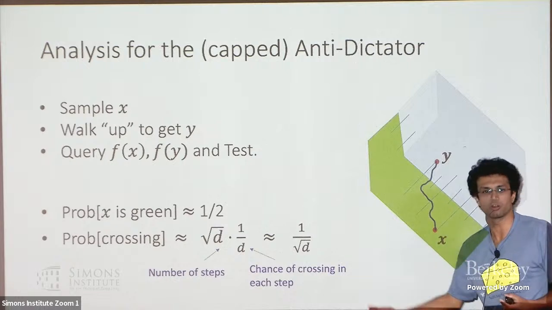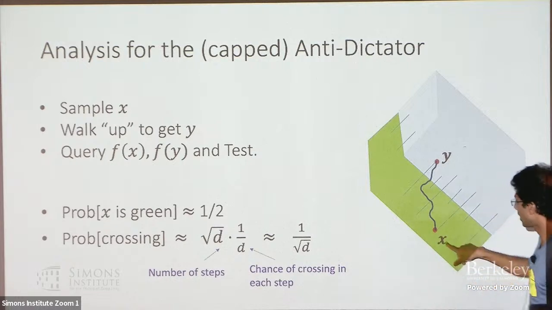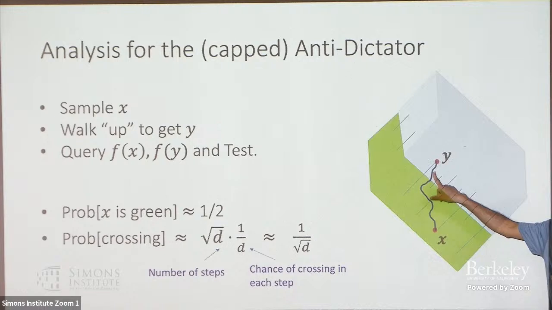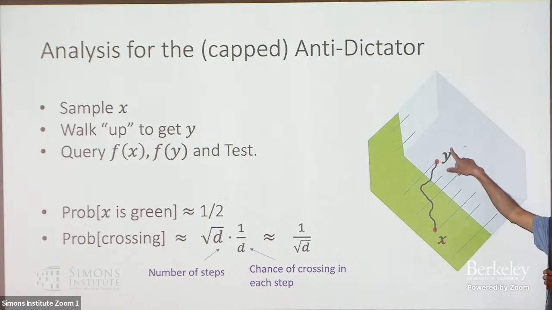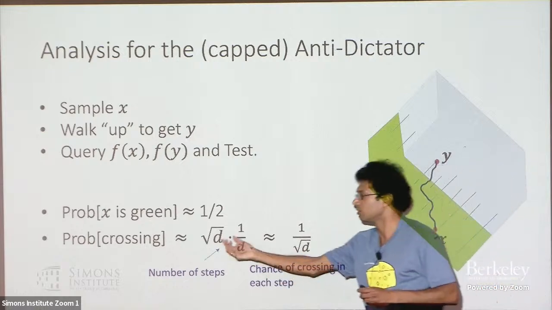So it's about 1 over root t. You start at x. Remember, you're not querying anything in between. You're only querying the end, so it's only querying x and y. But you can only walk root t steps.